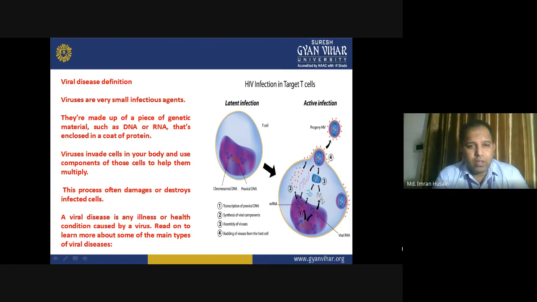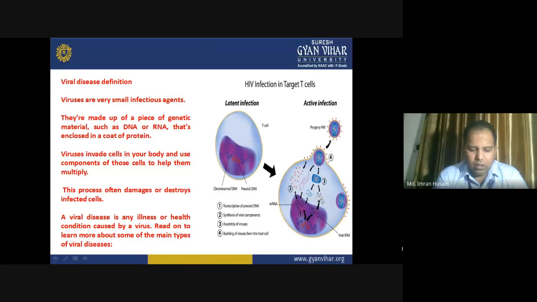Viruses invade cells in your body and use components of those cells to help them multiply. So every time a virus tries to invade your body, once it invades, it captures the molecular material of your cells, and it is just going to increase its number and multiply. This process often damages or destroys the infected cell.